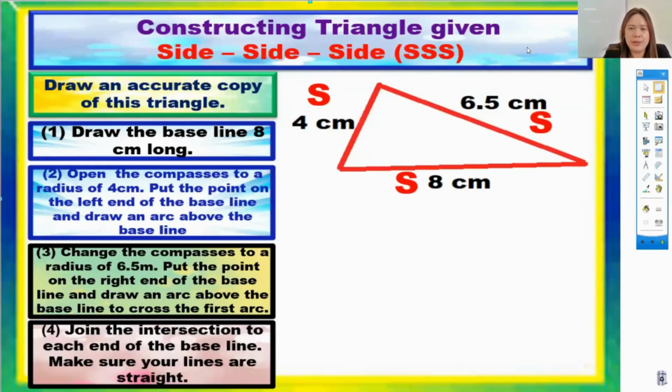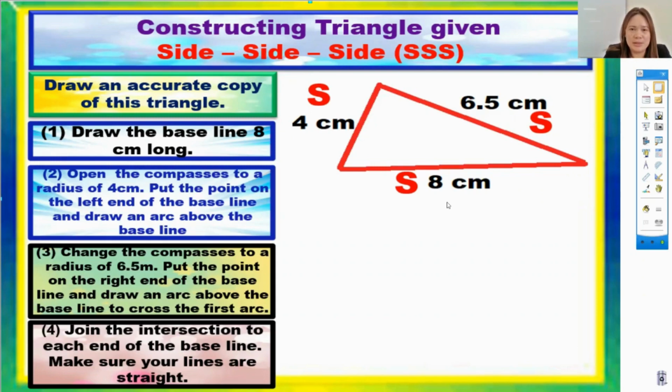In this example, Year 8, I want you to construct this triangle accurately. I want to give you time. Just follow the steps presented. Make sure you have your ruler and your compasses, so you will be able to draw this triangle accurately. Again, SSS means three sides. You are given one side 4 centimeters, 8 centimeters, and another side 6.5 centimeters.